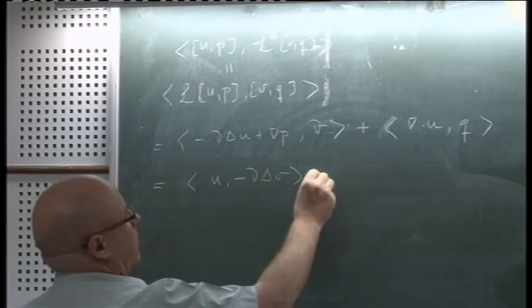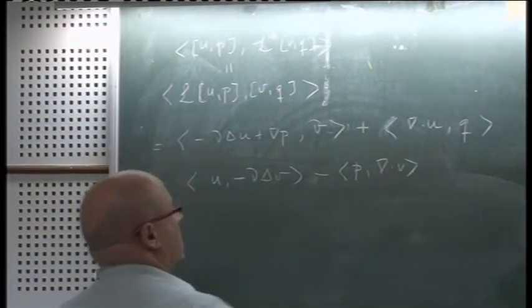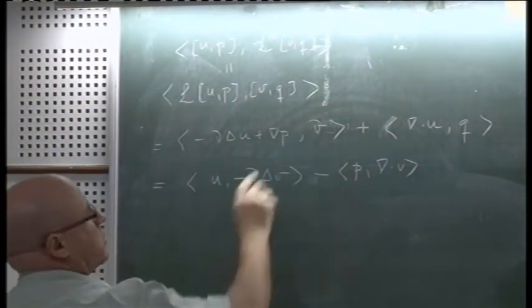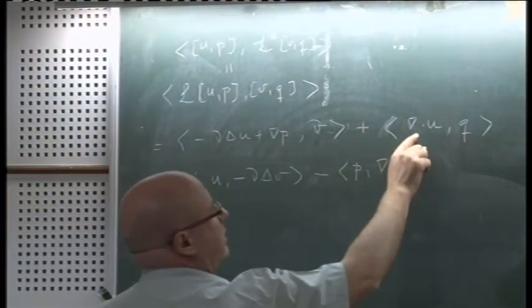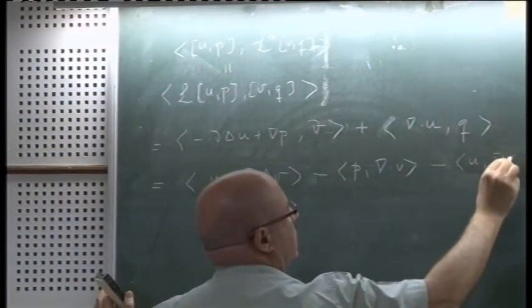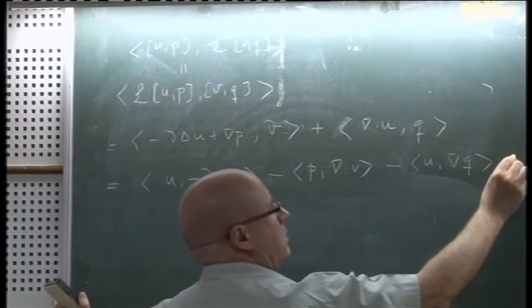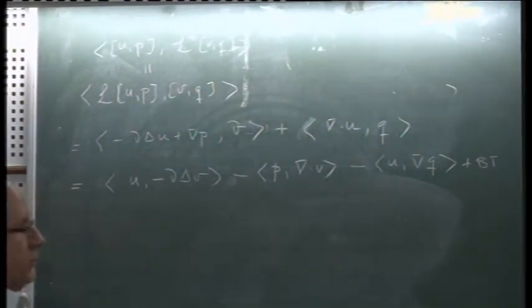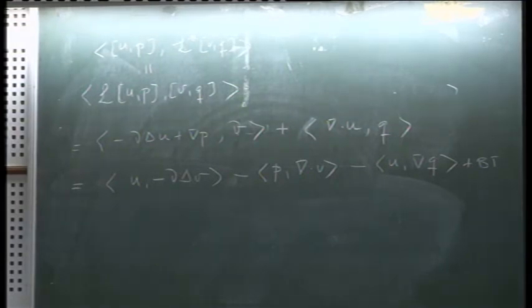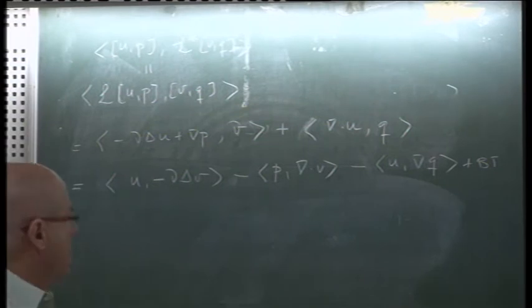For this term, we know that this is minus P divergence of V. And when I integrate that by parts, I get minus U gradient of Q, plus boundary terms. Do you all follow this? If anybody doesn't follow, please let me know.